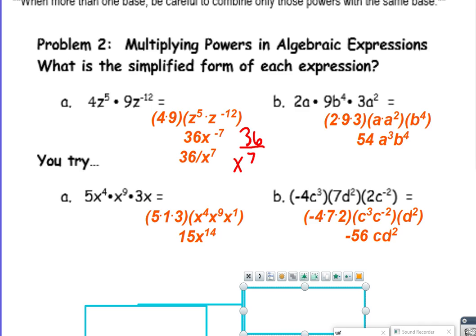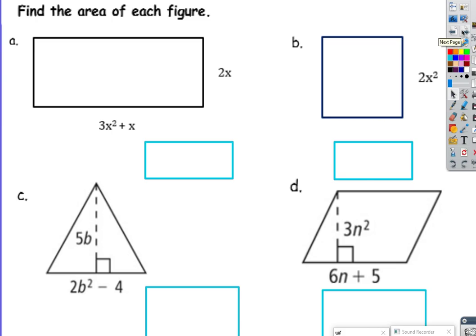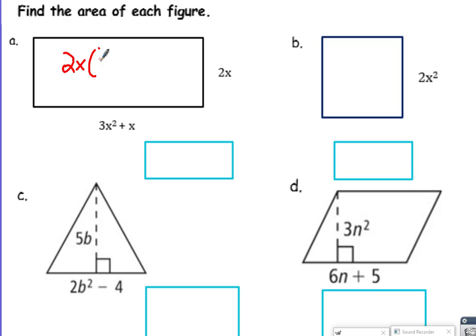Let's look at problem number 3, geometry. These are a little bit more difficult, and we're going to use the distributive property for some of them. The way you find the area of a rectangle and a square is you multiply base times height, or length times width. So the first one would be 2x times 3x squared plus x. And we're going to distribute.